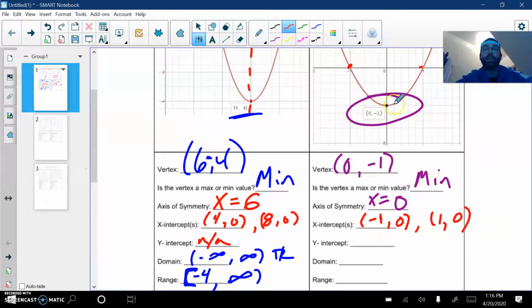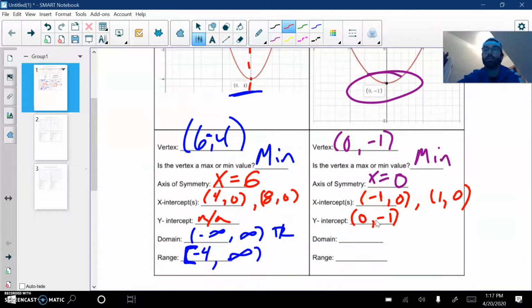Our y-intercept. Well, we can see our y-intercept here. Our y-intercept also happens to be our vertex. So (0, -1). Always write your y-intercept as an ordered pair. A lot of times people make the mistake of just writing -1 or writing -1, 1 here for our x-intercepts.